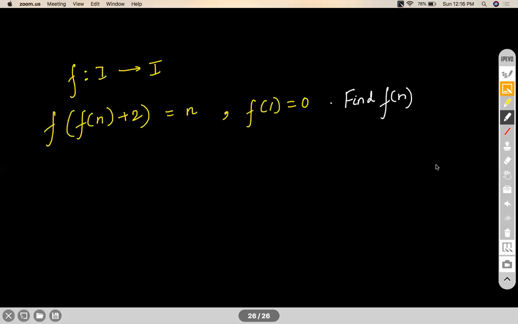Yeah, anybody who did it rigorously? So is my thing correct? Because I did it rigorously. I don't know if it's correct. Yeah, it's correct. Okay. F of n is actually n minus 1. How did you do it?